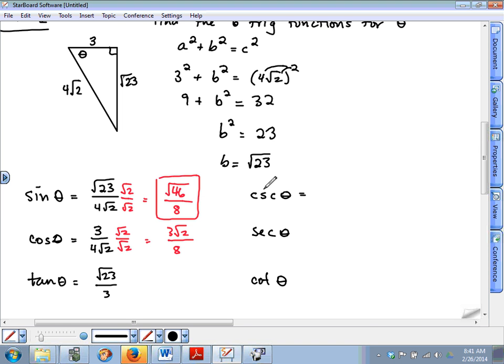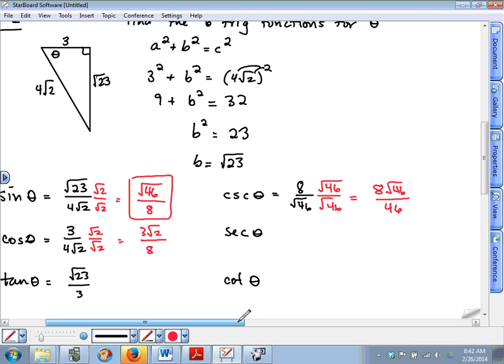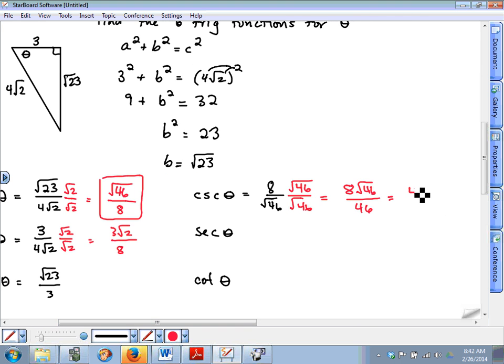So the cosecant is the reciprocal of the sine, so it's 8 over square root of 46. And we rationalize. Square root of 46 over the square root of 46. So that's 8 square roots of 46 over 46, which is 4 square roots of 46 all over 23.